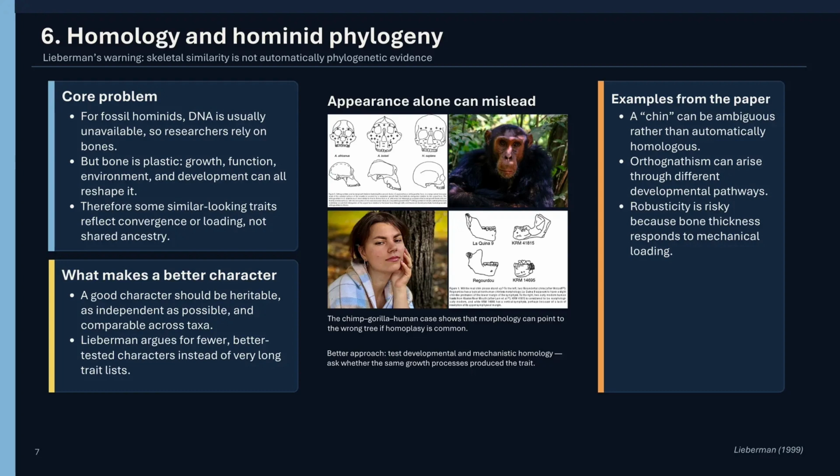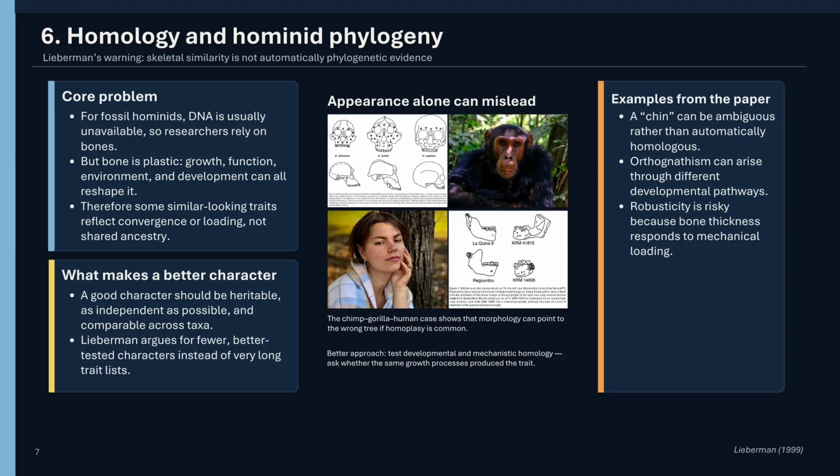Traits like bone thickness and robusticity are especially risky for phylogeny because bones respond strongly to mechanical loading and environment. Examples from exercise and biomechanics show that bones can become thicker or thinner based on behavior and loading. So traits like thick cranial vaults or large crests may reflect epigenetic or mechanical responses, not reliable phylogenetic signals.